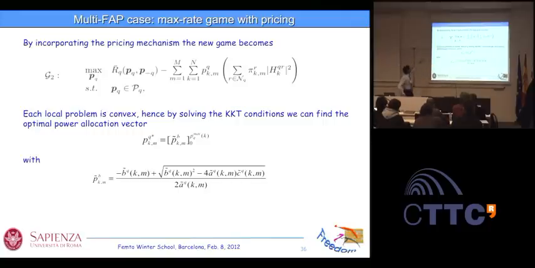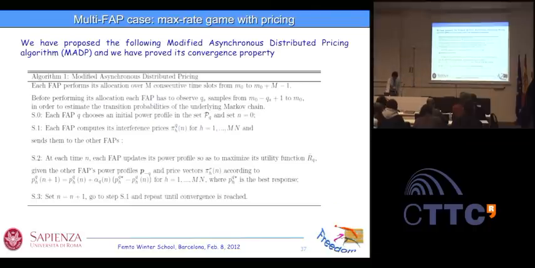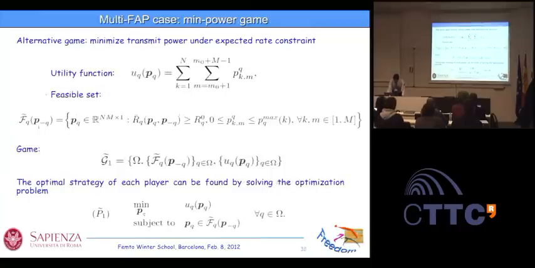Okay, so again, we solve this problem. This can be solved in closed form, and this would be the optimal power allocation in a form close to the previous one. Okay, this is the algorithm. I only have 3 minutes, so I will show you just the result. Okay, this is the equivalent case where we minimize the transmit power under a rate constraint for all the players.